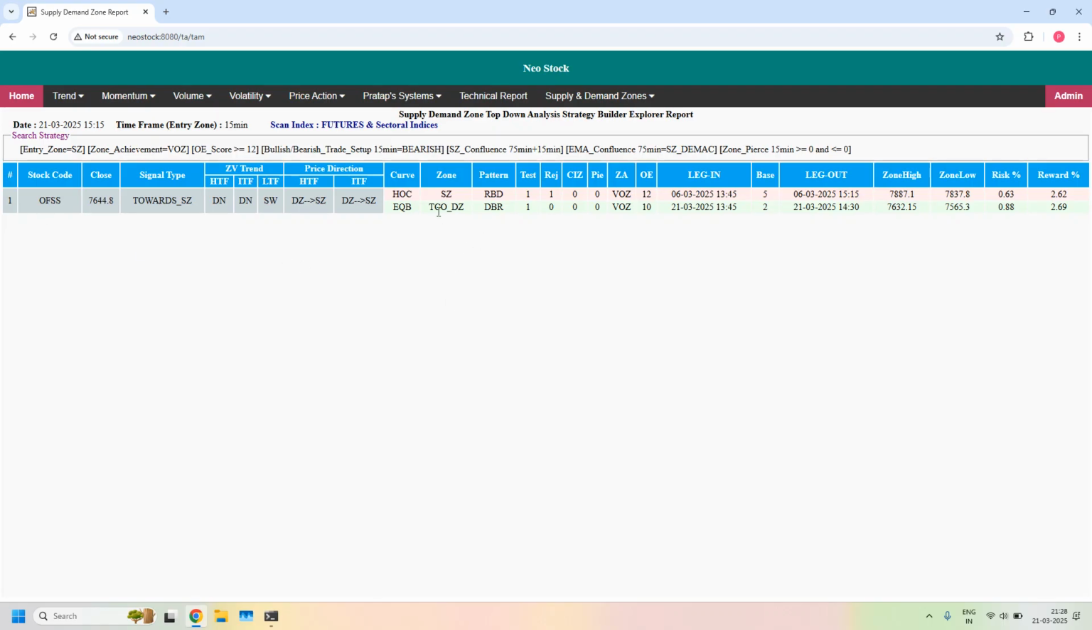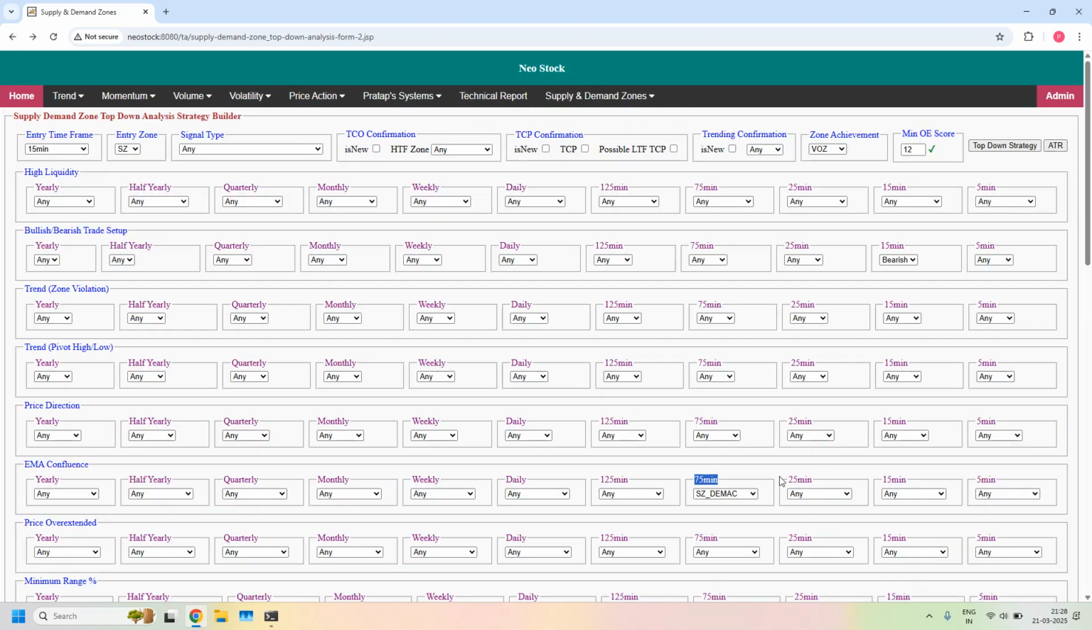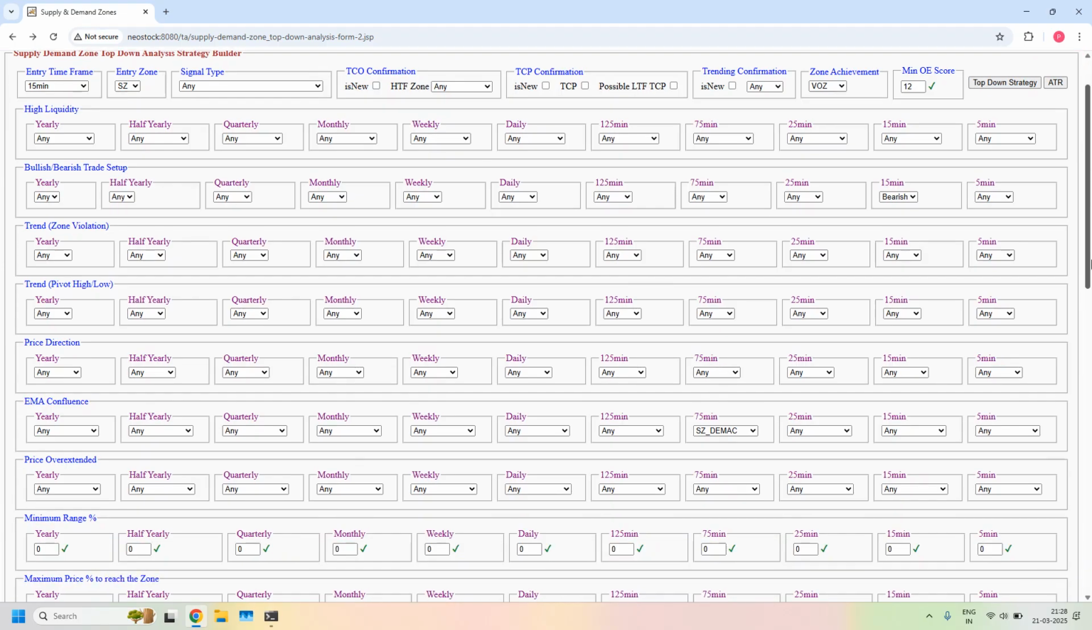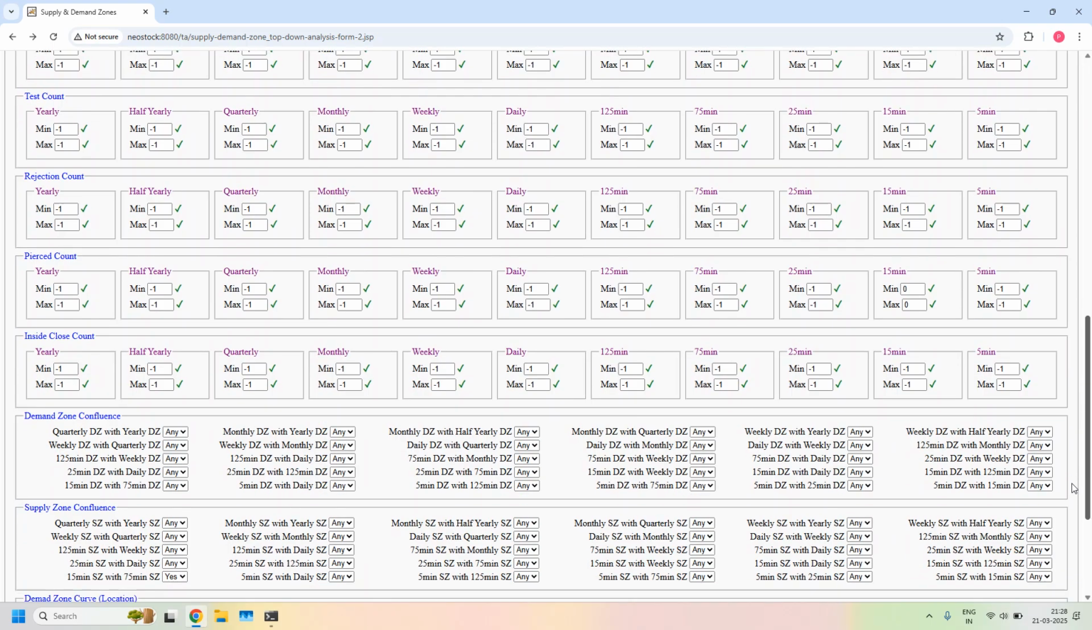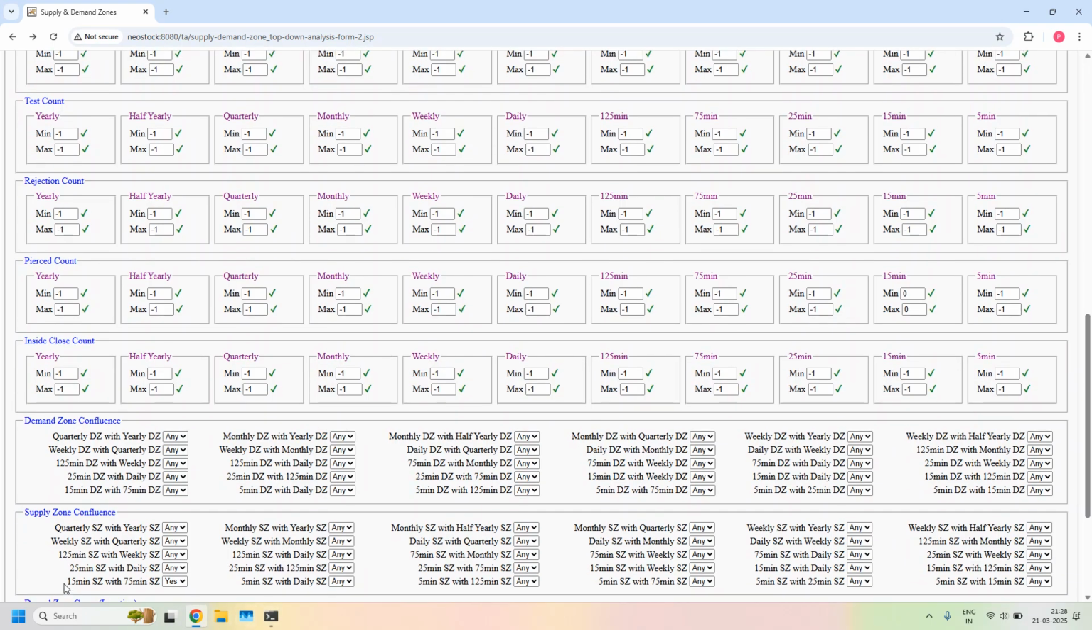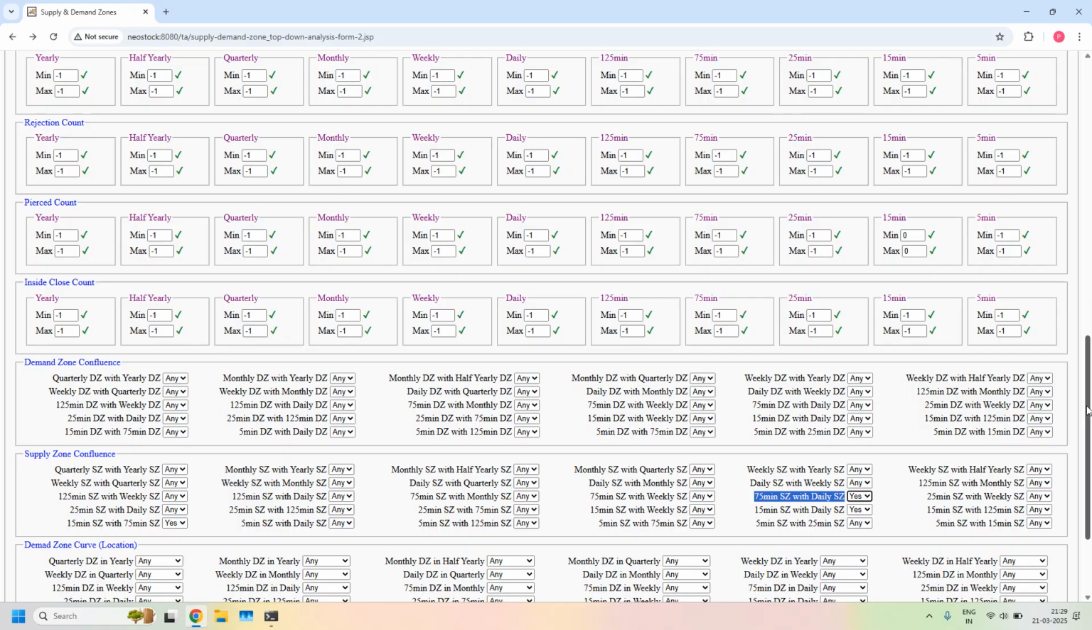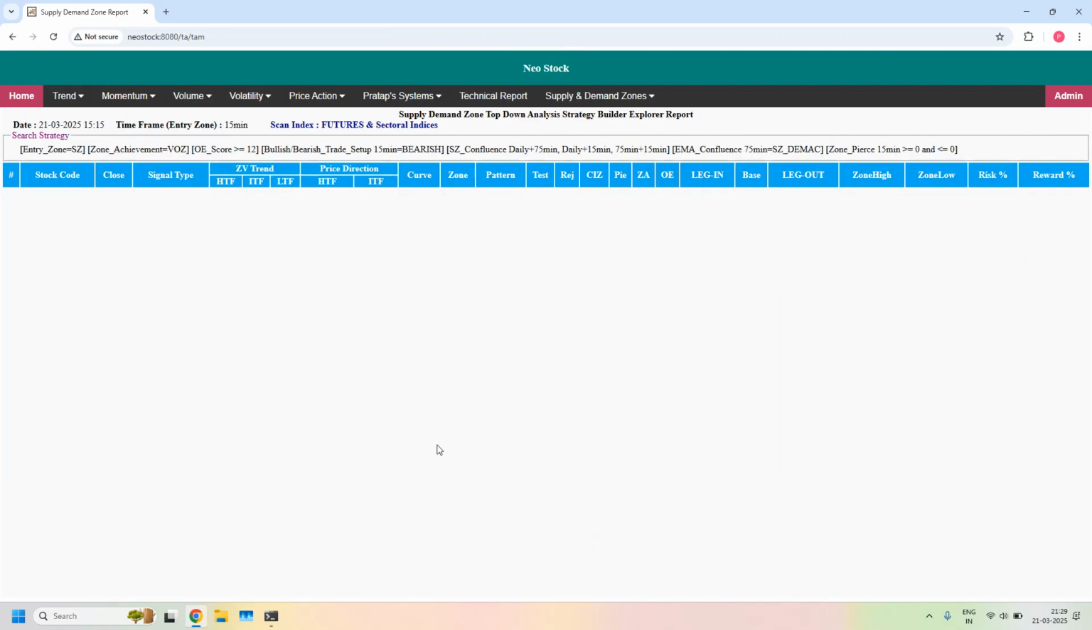Let us check if this zone also has HTF supply zone confluence. That is 15 minutes, 75 minutes and daily supply zone confluence, we are checking. So in the supply zone confluence, we have to set 3 filters. The first filter is already enabled. Next, 15 minutes supply zone with daily supply zone confluence. And 75 minute supply zone with daily supply zone confluence. With all the 3 filters, we did not get the stock.